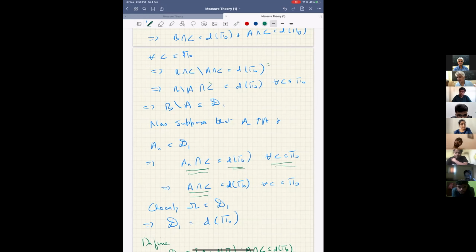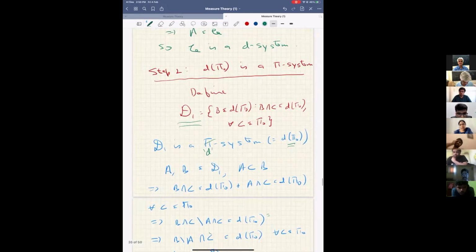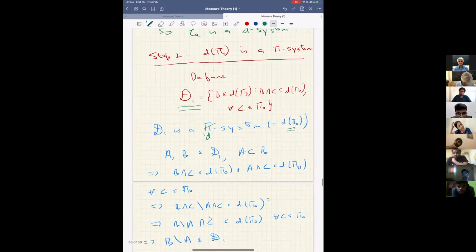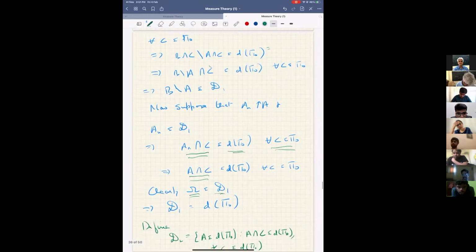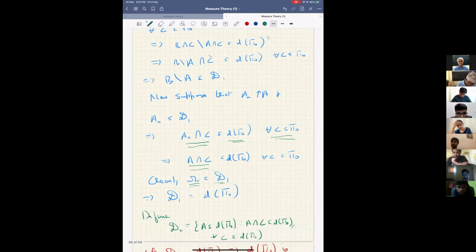Is this clear to all? I mean, I guess you need to show that omega is in D1. That's one more thing you have to show. But that's easy to check. No, because let's just go back to D1. So omega is in D of pi 0, so omega intersection C should be in D of pi 0. That's trivially true. Okay, so we've shown now that D1 is, this is what we wanted to show.